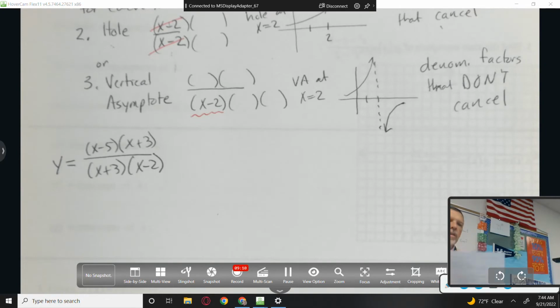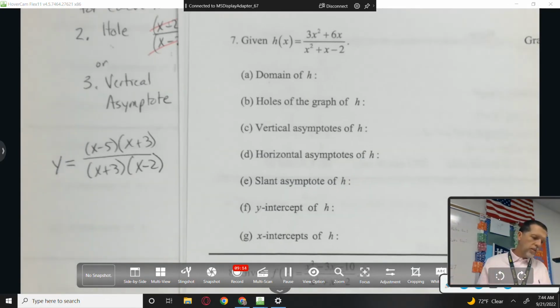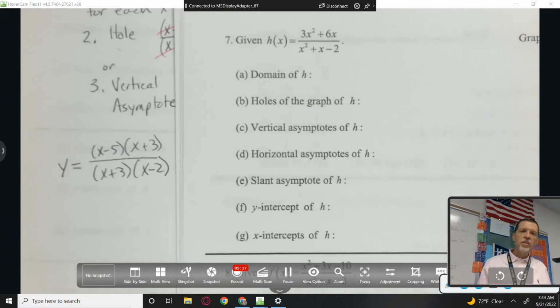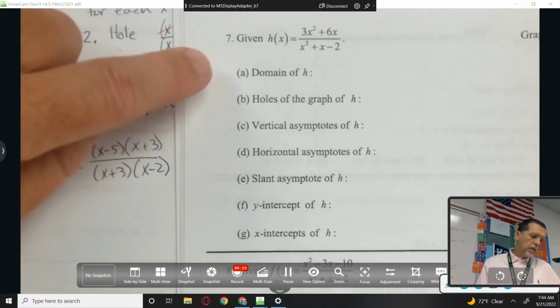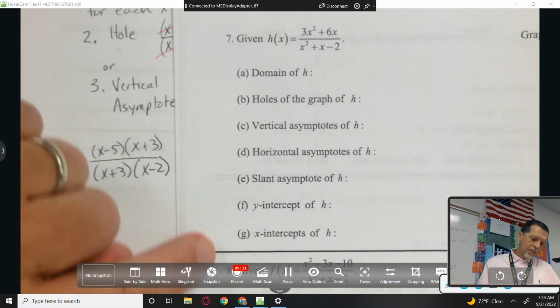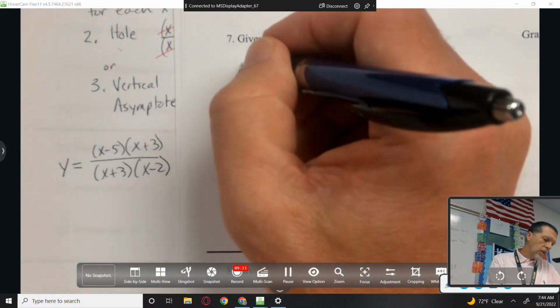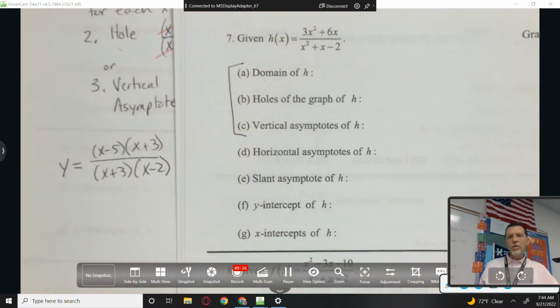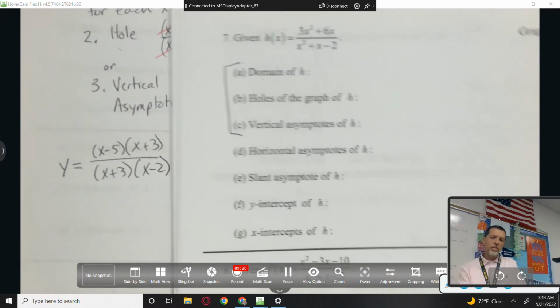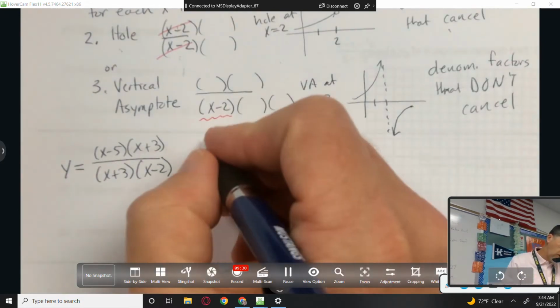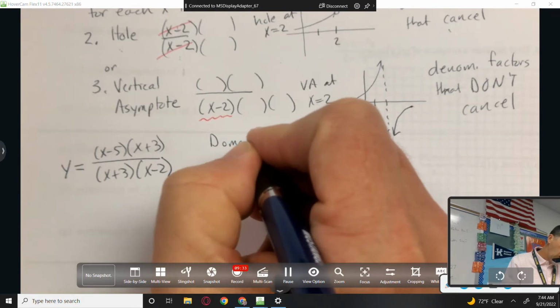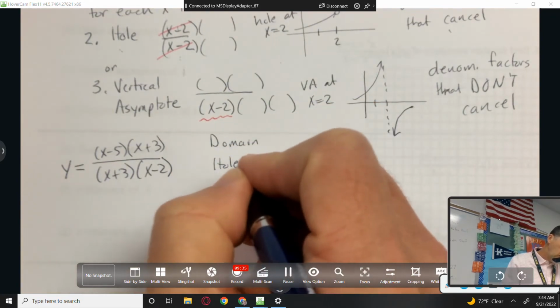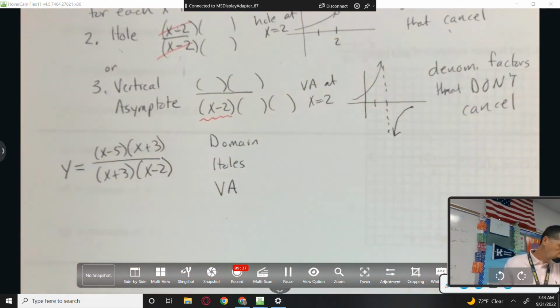And when you get to the graphs, you might have it handy. So today's worksheet, if you look at number 7, in fact, if you look at any of them, they ask the same questions in the same order. And so domain, holes, vertical asymptotes. So we're practicing the first 3 questions here. Domain, holes, vertical asymptote. Always going to be the first 3 questions we ask.